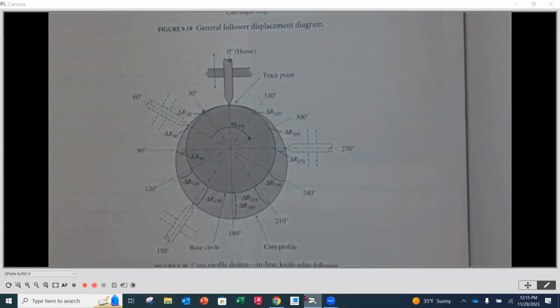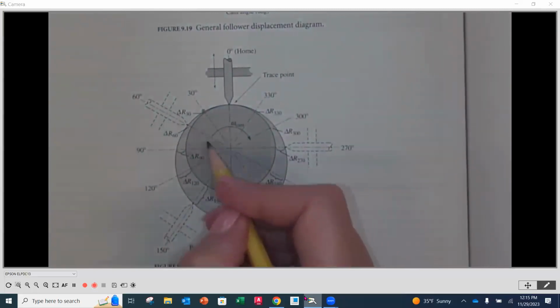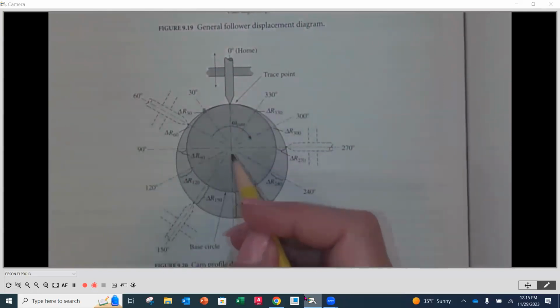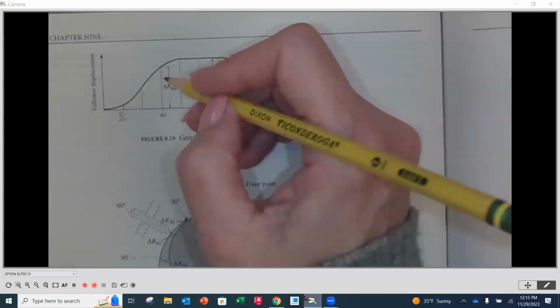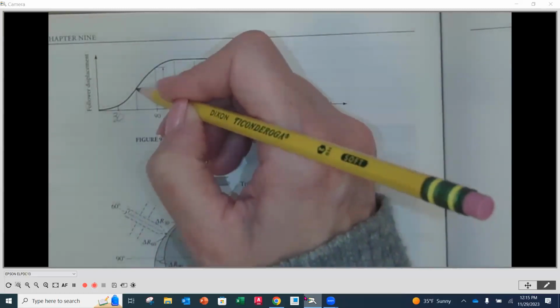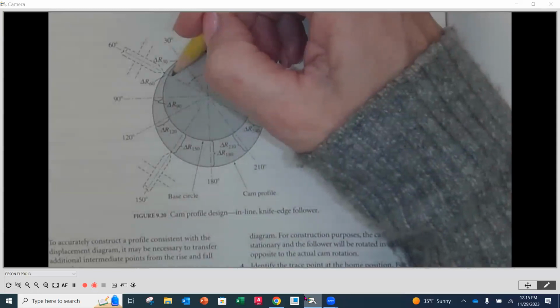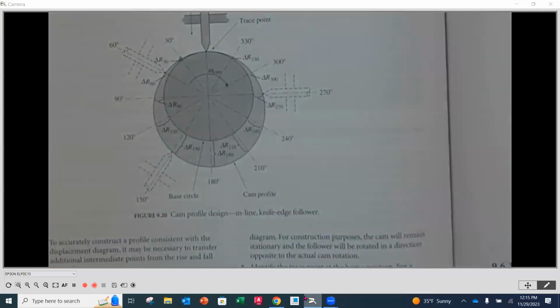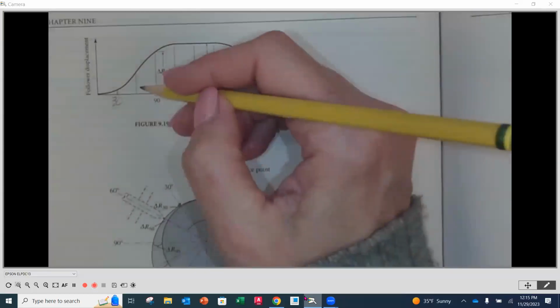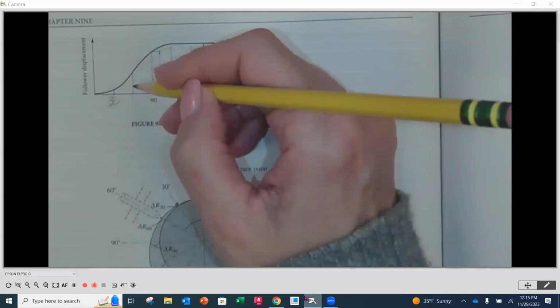Then we're going to do the same thing at 60 degrees. So we go to the 60-degree mark and now I'm going to mark off this much. Now I know this must not be to scale because it's definitely not that long there, but from that point where the 60 degrees comes through the base circle, we would mark off that distance that it would be underneath the displacement diagram at 60 degrees.